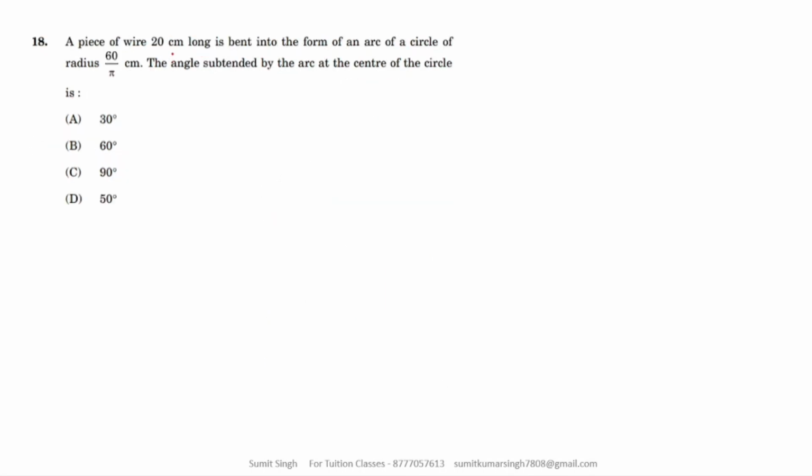A piece of wire that is 20 centimeters long is bent into the form of an arc of a circle with radius 60 by pi centimeters, and the angle subtended by the arc at the center of the circle is what we just need to find out. So in this question we have the value of L, that is 20 centimeters, and the value of r as 60 by pi centimeters. So we will use the formula for the angle subtended by the arc.